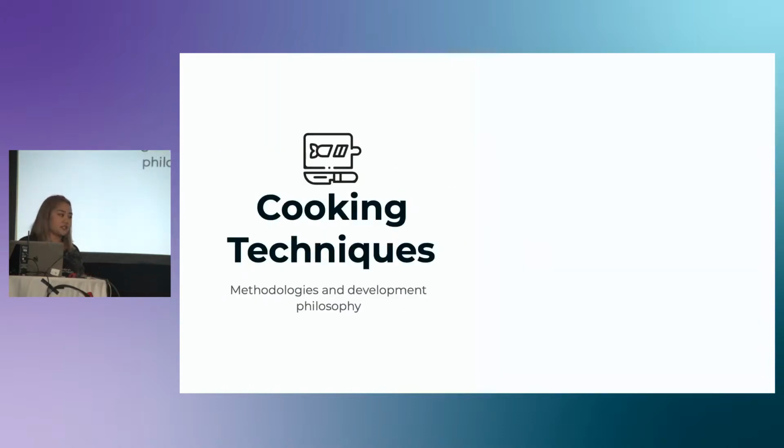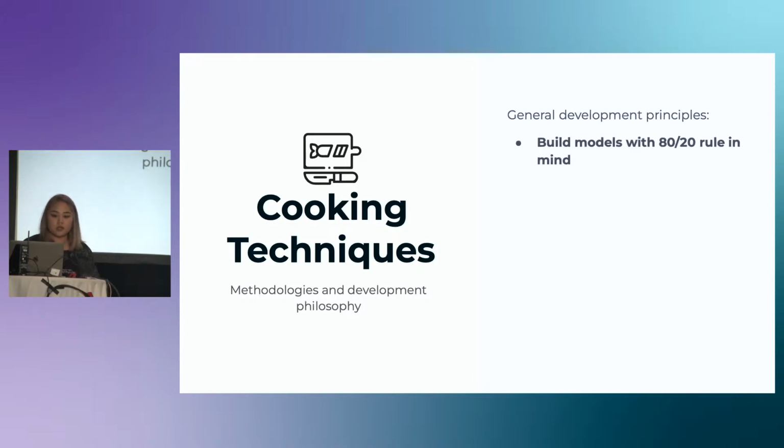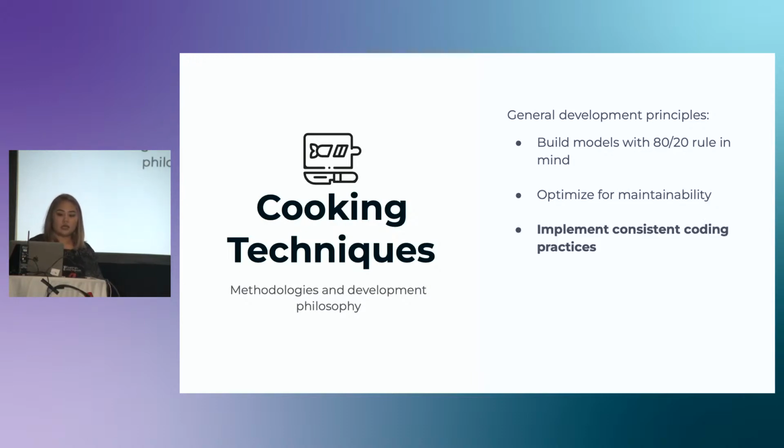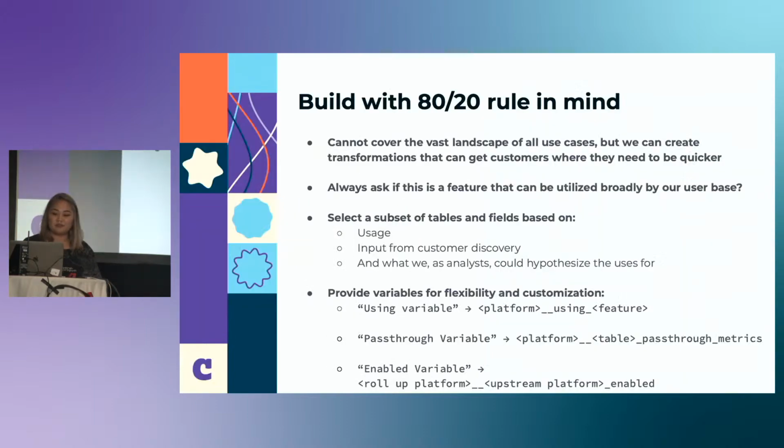So for this part of the recipe, I want to dive into our cooking techniques. Specifically, I want to talk about the way we broadly approach development and our general philosophy on development. First and foremost is the thought that we keep in mind for every feature that we incorporate, and that is the idea of the 80-20 rule. Second is how we optimize for maintainability. And third is how do we implement consistent coding practices across all of our packages. With that, let's dive in.